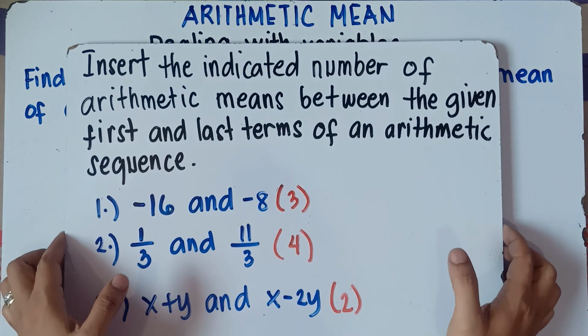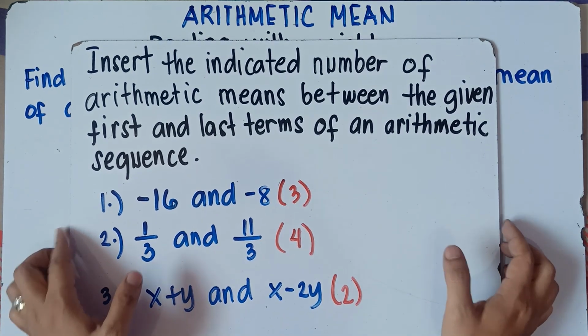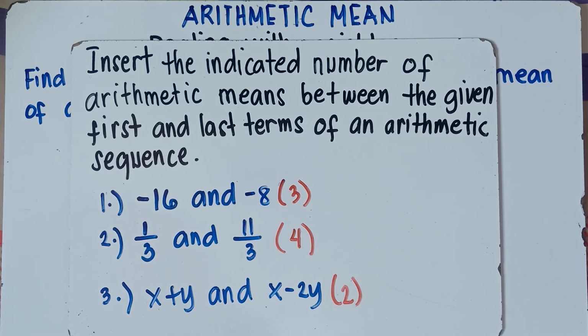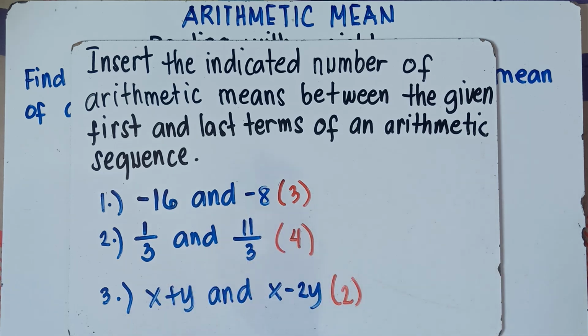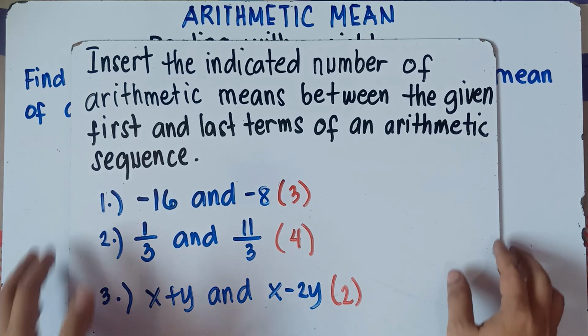Now the next part of our video class, we're going to insert the indicated arithmetic means between the given first term and last term of the arithmetic sequence. For number 1, we have a given negative first term and negative last term. For number 2, we have fractions, and for number 3, another variable. I will just put the link in the description down below on how to solve this one.